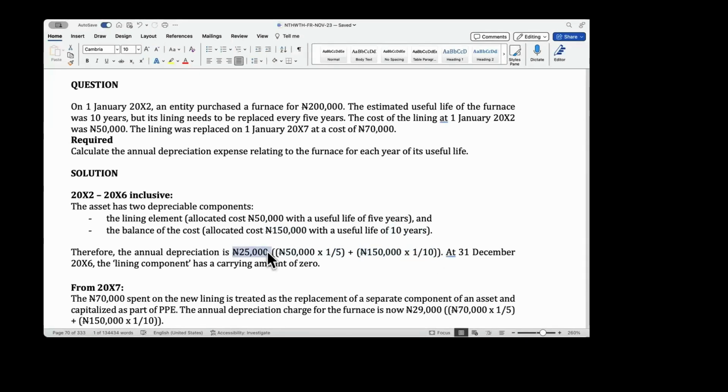At the end of the 5th year, since the lining component is replaced in 5 years, that would be the end of 2006. The carrying amount of the lining component is going to be 0. Because if you look at it, 50,000 divided by 5 is 10,000, and 10,000 times 5 is already 50,000. So they will have accumulated depreciation for 5 years, and the carrying amount is going to be 0.